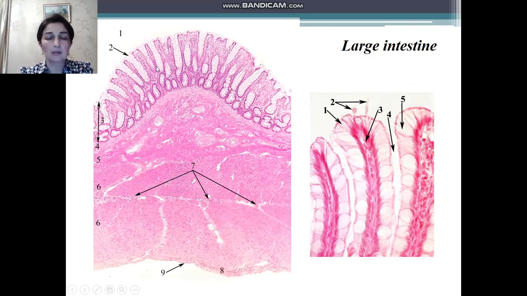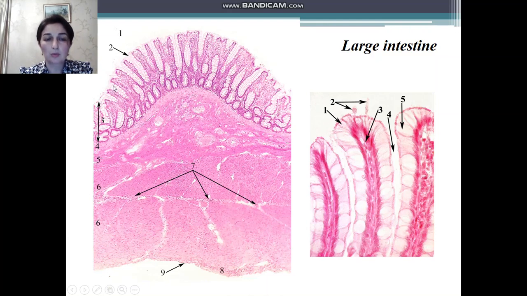Large intestine, it has many similarities with the structure of the small intestine, all of the components of the layered wall. But what are the differences here? The main parts of the large intestine are the cecum, colon, and rectum. It finishes at the anus.